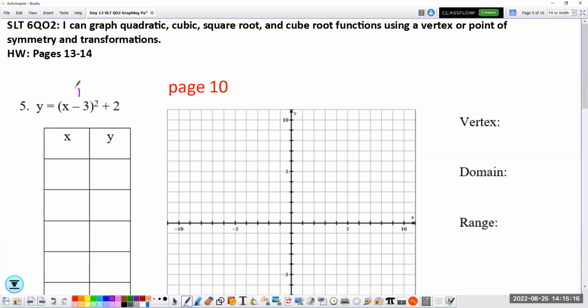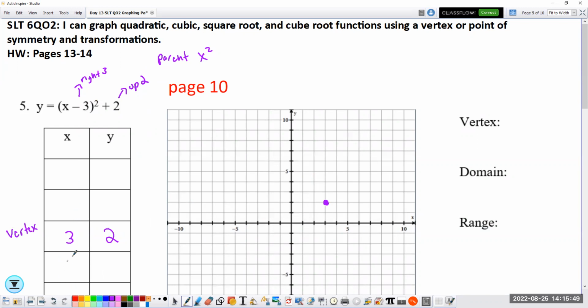Okay, hopefully you came up that the transformations are we are moving right 3, we are moving up 2. And you thought to yourself, aha, the parent function here is x squared. And normally x squared has a vertex at 0, 0. But if I'm going right 3 and up 2, now I've got a vertex right here. So right 3 and up 2. This is my vertex.